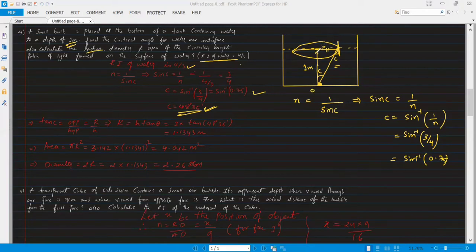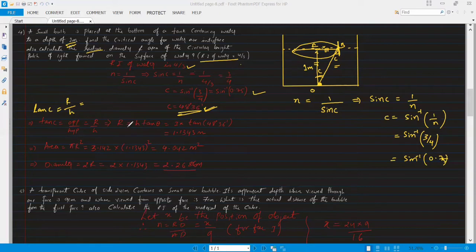Let me call this O, this A, and this B. From this triangle OAB, this is a right-angled triangle, then tan of C, that is tan of this angle, can be defined as opposite upon adjacent. Opposite is nothing but r, adjacent is nothing but the height of this water.